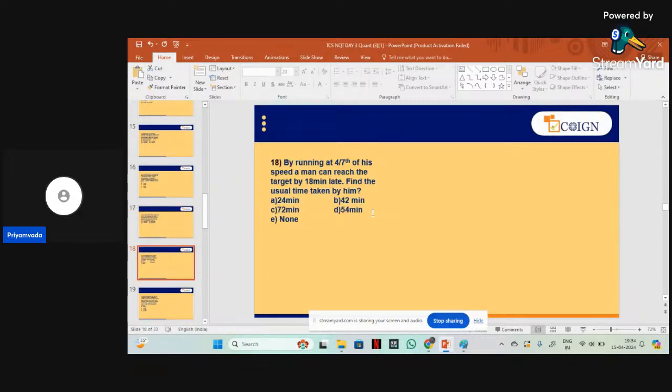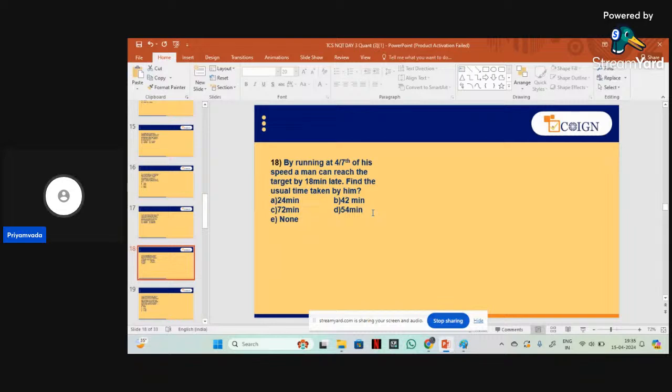Well, coming to the next question: by running at 4 by 7th of his speed, a man can reach the target 18 minutes late. Find the usual time taken by him. So they have given us, again, the same distance, right? The distance covered here is the same, but what is the difference? The time and the speed are varying. And what is the formula that we have used earlier for this?